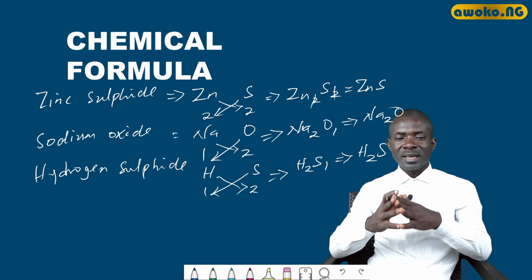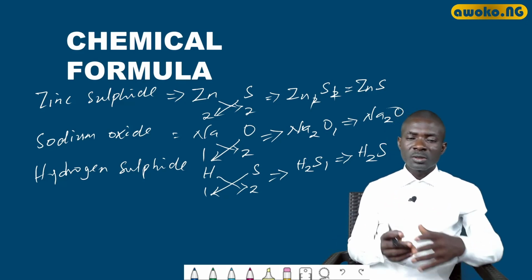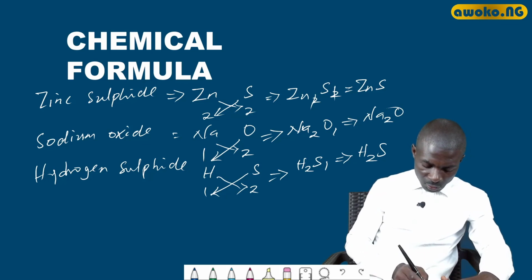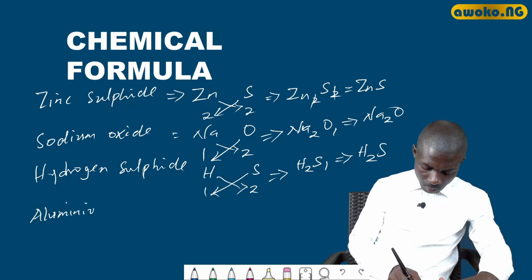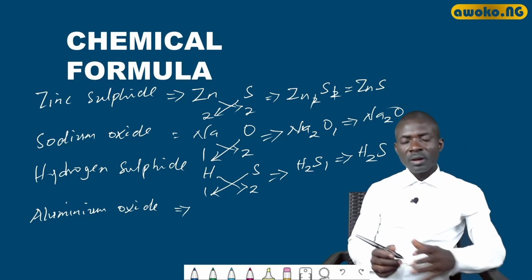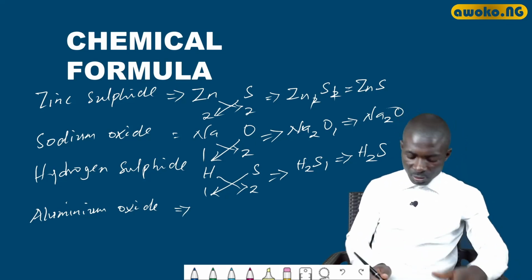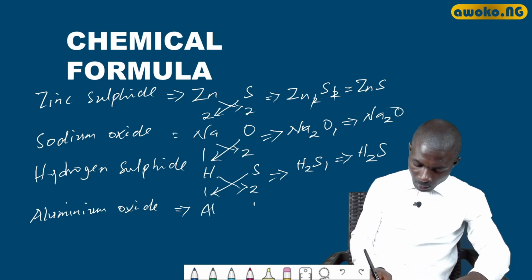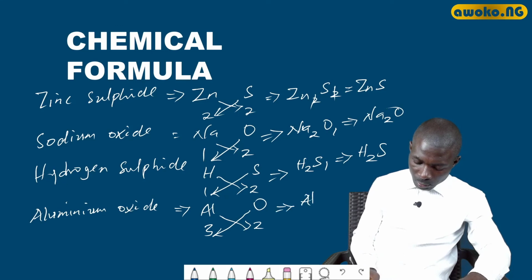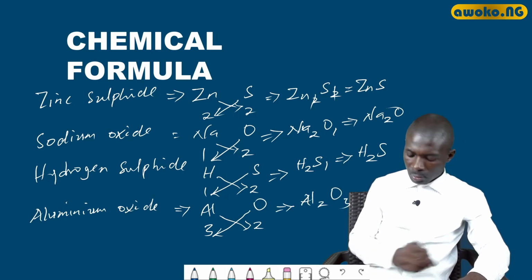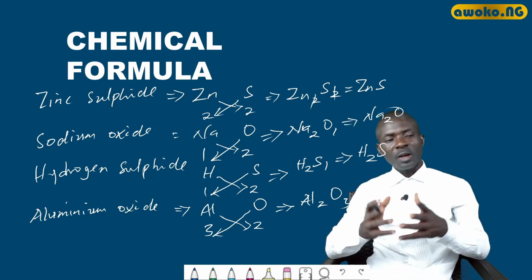Let's take a look at the last example of a binary compound, and we are going to look at aluminium oxide. Aluminium oxide is made up of aluminium and oxygen. So here aluminium has a valency of 3, while oxygen has a valency of 2. So by interchanging their valencies, we can have Al2O3. So that is the correct formula of aluminium oxide.